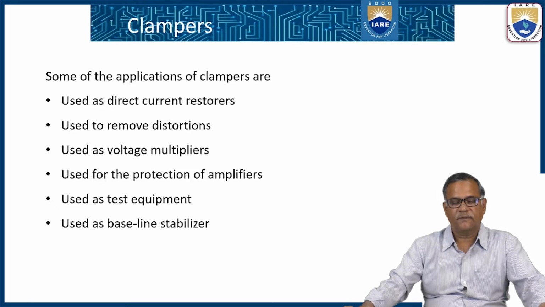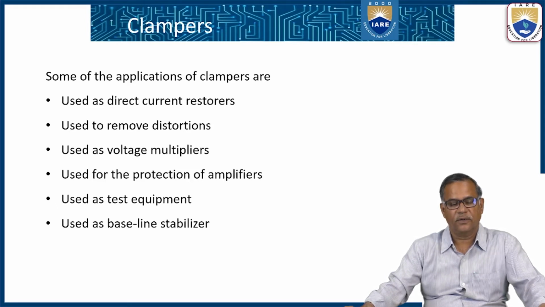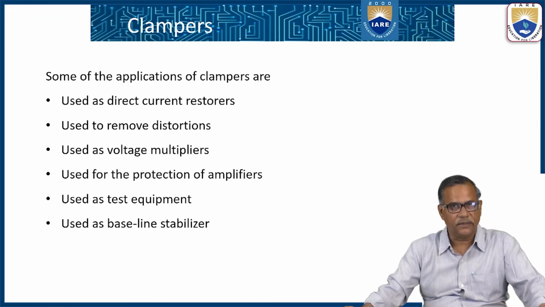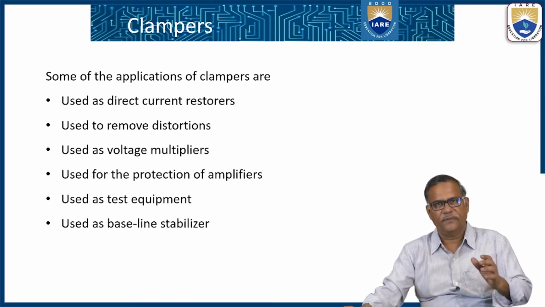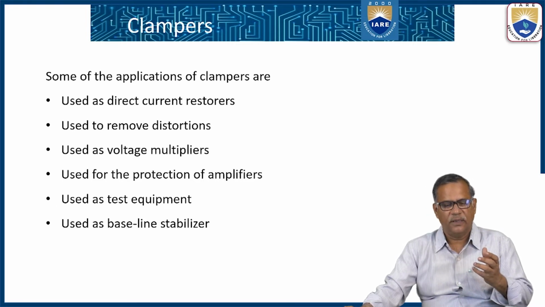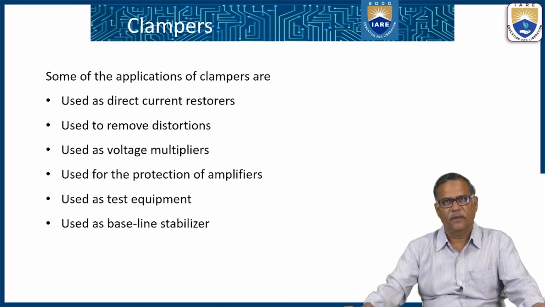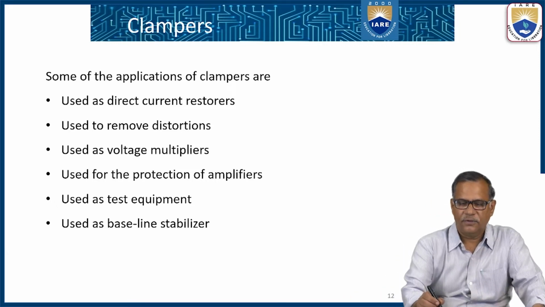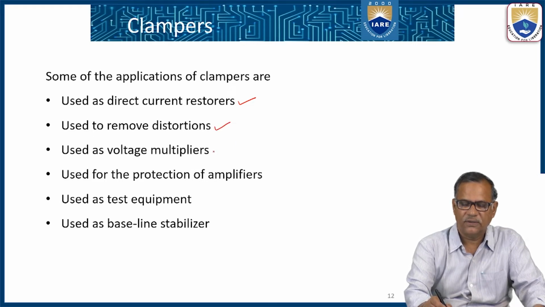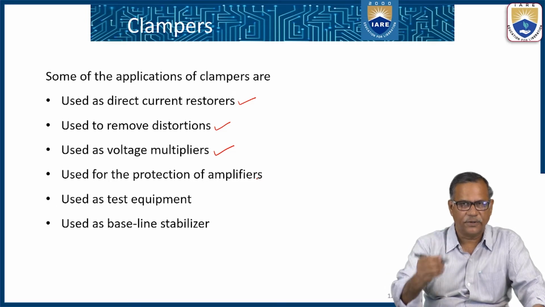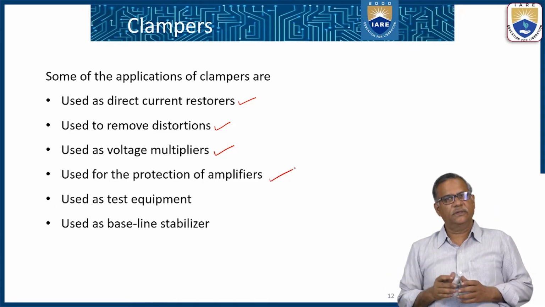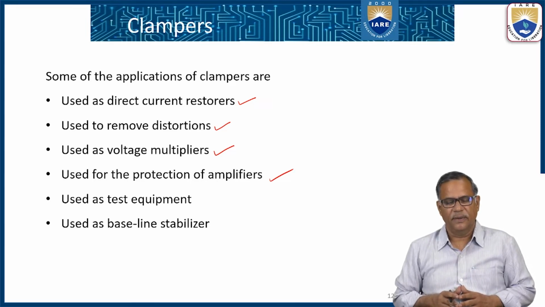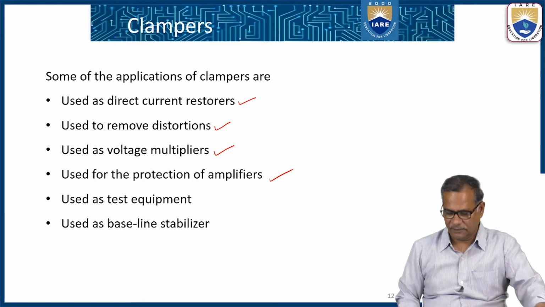So what are the applications of the clamper circuits? The clamper circuits are used as direct current restorers. They are also used to remove the distortions. They are used as voltage multipliers. They are used for protection of amplifiers. They are used as test equipment. They are also used as baseline stabilizers. So these are the various applications of clampers.